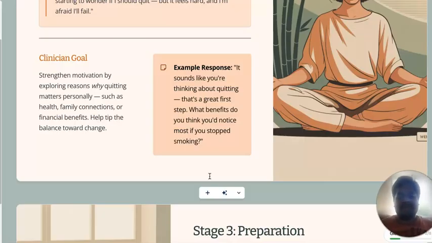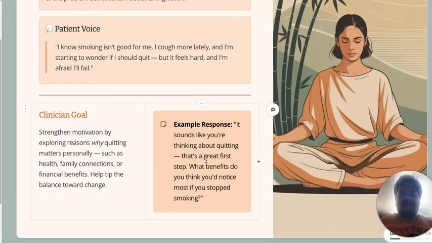For example, you'll say to the patient, it sounds like you are thinking about quitting. That's a great first step. What benefits do you think you'll notice most if you stop smoking? With these questions, you are trying to motivate the patient to find his personalized benefit. He's confused, right, whether to continue or quit. He understands quitting is better, but still thinks he may not be able to quit.